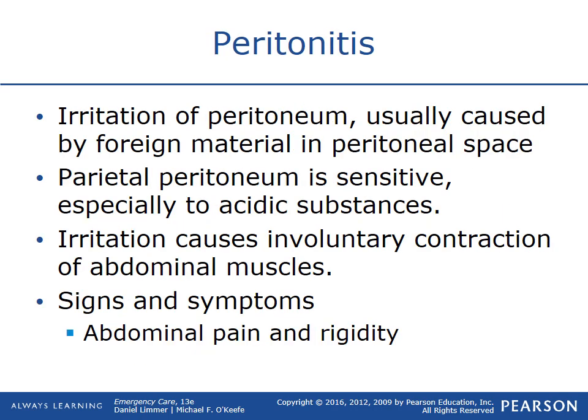Irritation of the peritoneum is what peritonitis is. It's usually caused by a foreign material in the peritoneal space. So if a hollow organ ruptures, it's going to irritate the lining. The parietal peritoneum is very sensitive, especially to acid-like substances. So if your stomach ruptures or your bladder ruptures or something like that, it's going to be very sensitive. The irritation to that lining causes an involuntary contraction of abdominal muscles. So somebody that has something irritating their peritoneum is going to have cramps and spasms. Their muscles will contract, and they'll have abdominal pain and then rigidity.